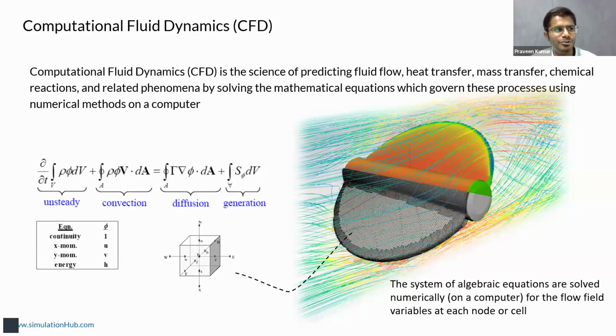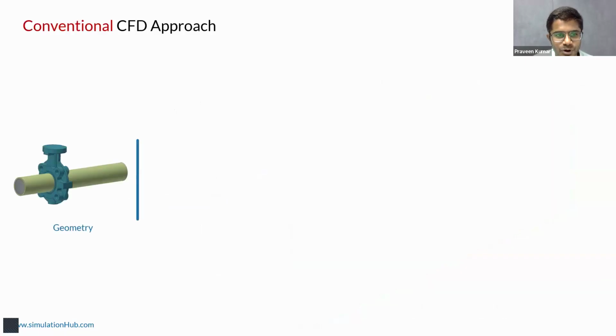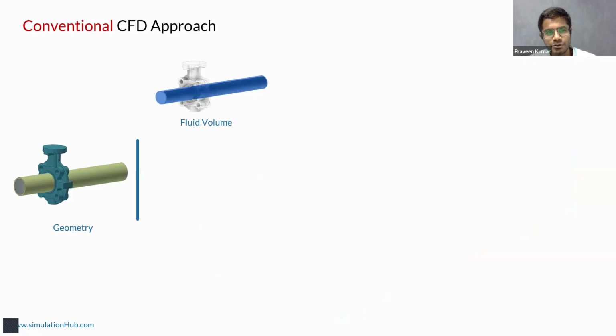This is a very diluted, simplified explanation of CFD. That's not the intent of this particular webinar, so we'll just move on. We'll see what are the steps involved in the conventional CFD approach. As I said, the geometry starts with the CAD model. It needs a geometry. That is the starting point of a numerical method or CFD analysis. So we extract the fluid volume. Fluid volume is nothing but the surfaces which come in contact with the liquid.